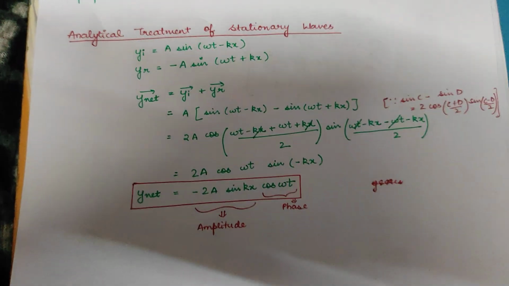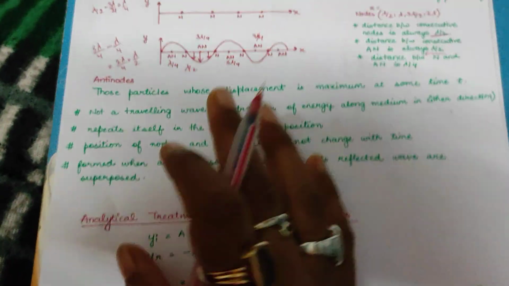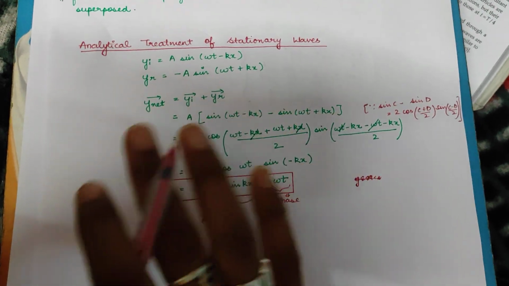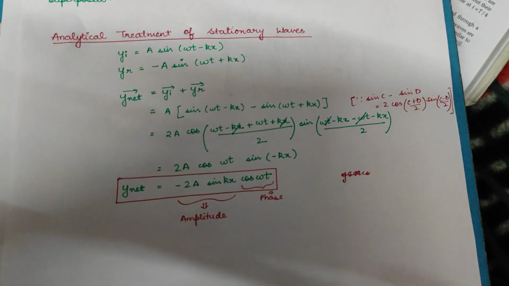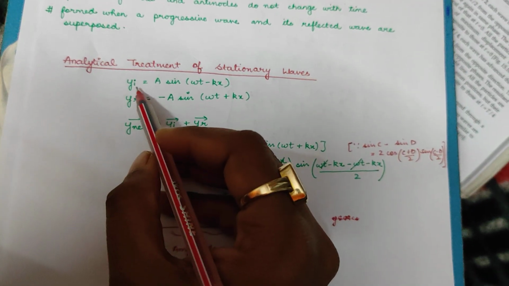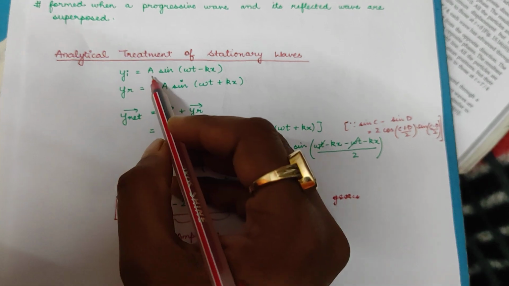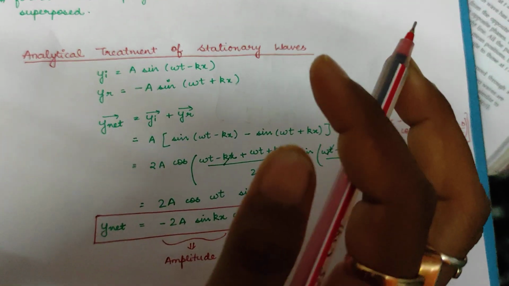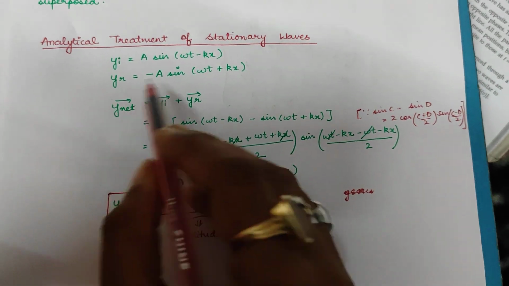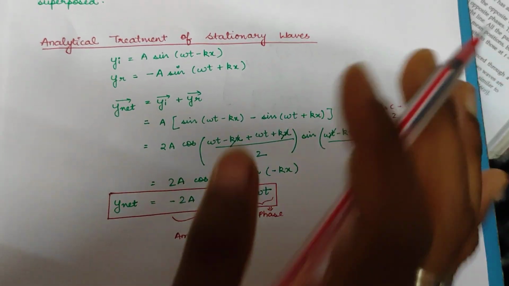Now students, in the previous video we have seen the graphical method of explaining stationary waves. In this video we are going to see the analytical treatment of stationary waves. If you remember, the displacement of the incident wave is represented by A sin(ωt − kx), whereas the displacement of the reflected wave is represented by −A sin(ωt + kx).